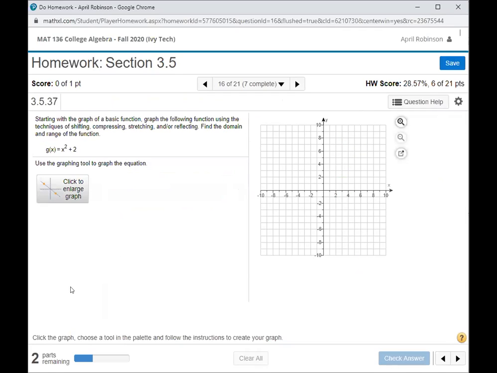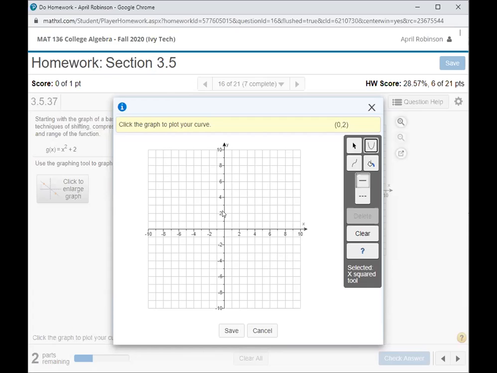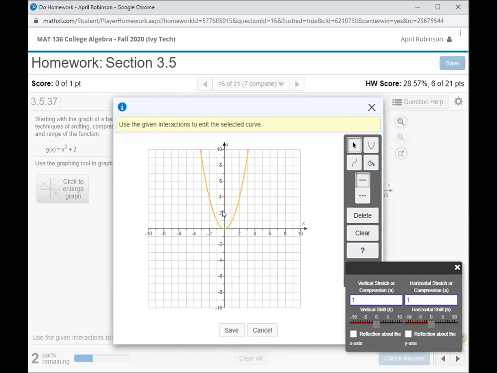Okay, so here we are, x squared plus 2. Two parts remaining. Click to enlarge the graph. This is a parabola, so I click on the parabola, and I know my first point is at (0, 2), so boop. Oh, sneaky. Sorry about that. I just hit the graph and it gave me a parabola. It gave me the graph of y equals x squared, not x squared plus 2.